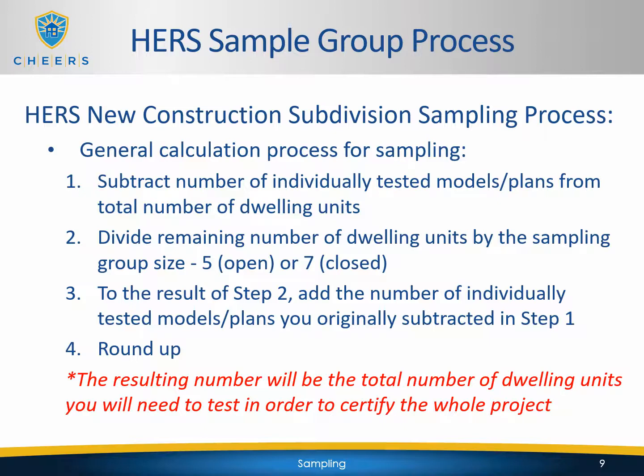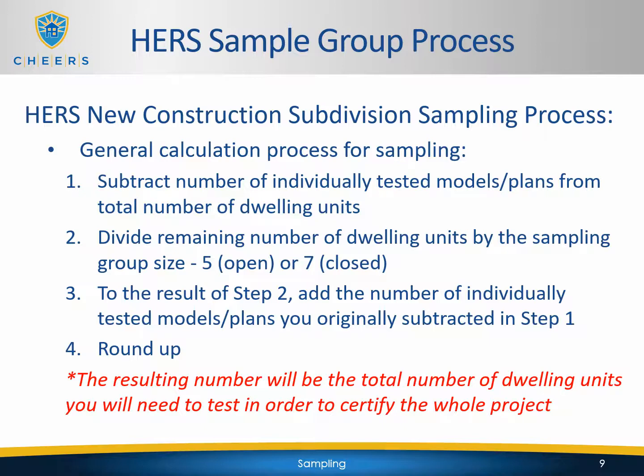First, subtract the number of individually tested models and plans from the total number of homes. That's because you want to test those models separately, and those are not part of your sampling. Second, divide the remaining number of homes by the sampling group size, whether it's 5 or 7, whether it's open or closed. That's going to divide them up into the sampling group size that you want.